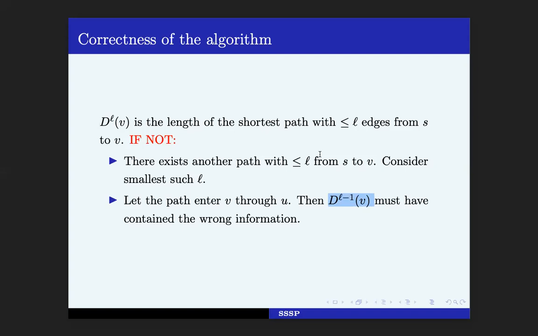V minus D_{L-1}, this should have been U. This should be U, okay? This should be U. So D_{L-1}(U) must contain the wrong information. Because if D_{L-1}(U) contains the correct information, then D_{L-1}(U) plus the weight of U to V would have given me the shortest path.